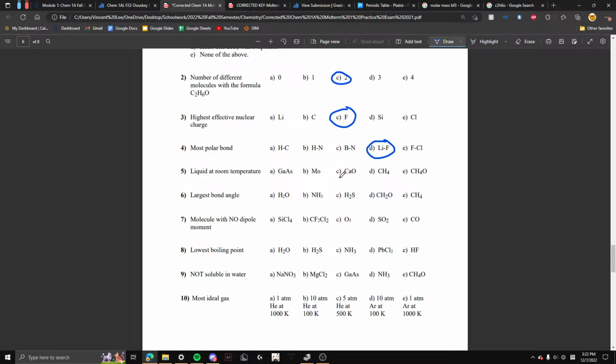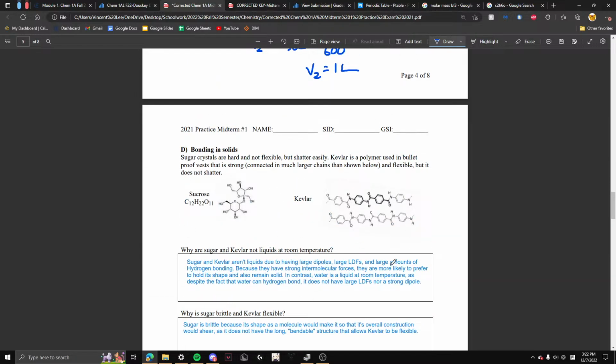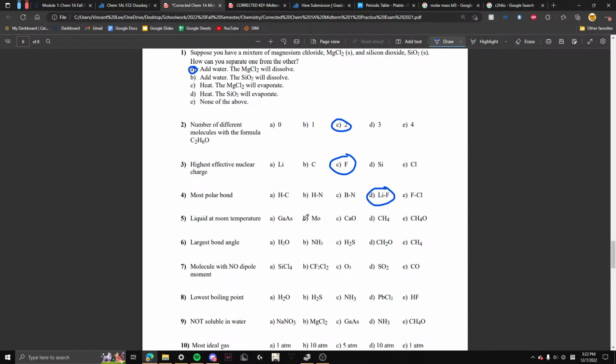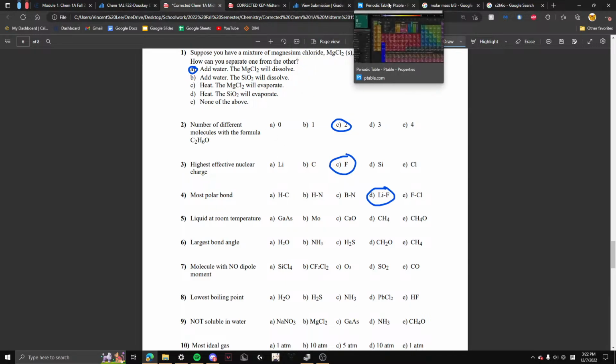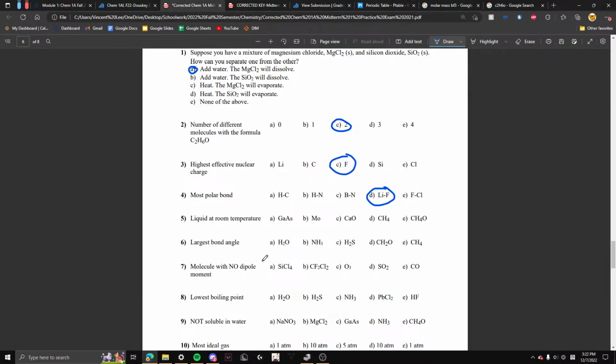And then liquid at room temperature. I think this is just the same problem as this again. So you want to look for something that has really weak intermolecular bonds. Mo, where's Mo? Oh, it's here. That is a metal, so I would assume it'd be a bunch of atoms together. So I don't think it can be this.